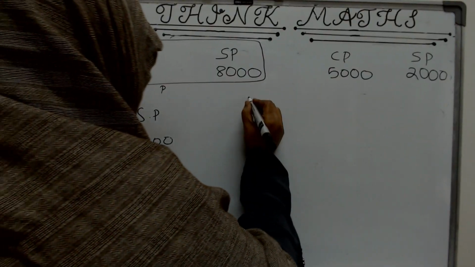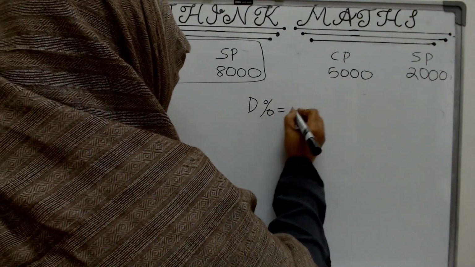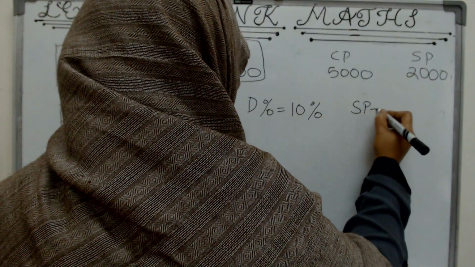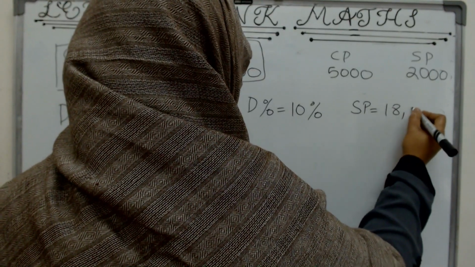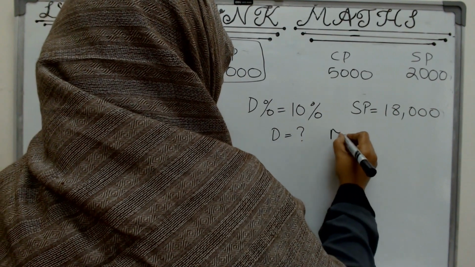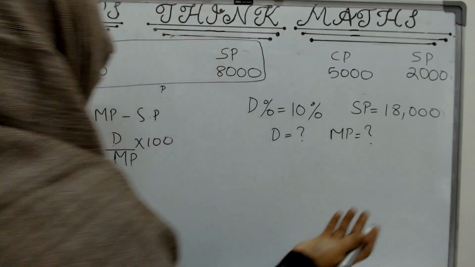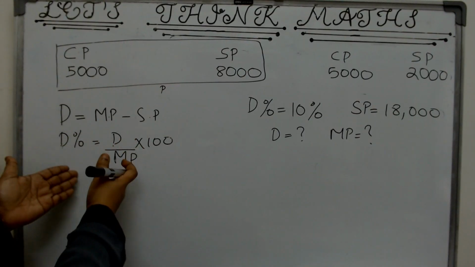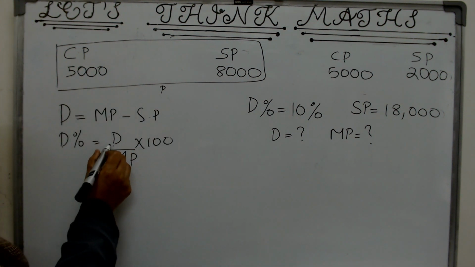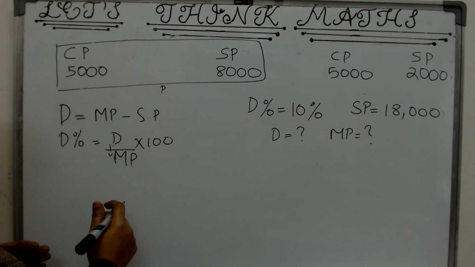Now the question is, discount percentage is given as 10% and the selling price is given as 18,000. What is the discount and what is the marked price? What do I do now? I cannot apply the formula. Why? Because the formula has three unknowns. So what do I apply? I apply the definition. What is the definition of discount? Discount is always related to the marked price.